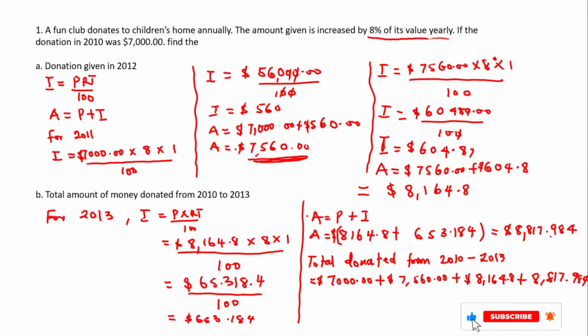8,817.984. So the total amount donated for the year, adding them together with our calculator, when you press your calculator, you have $31,542.784. So that's the total amount that is donated from 2010 to 2013. If you don't understand, watch the video again and pay prompt attention.